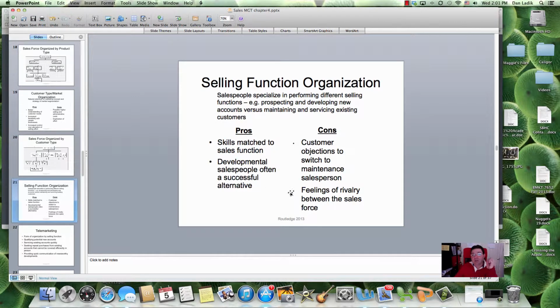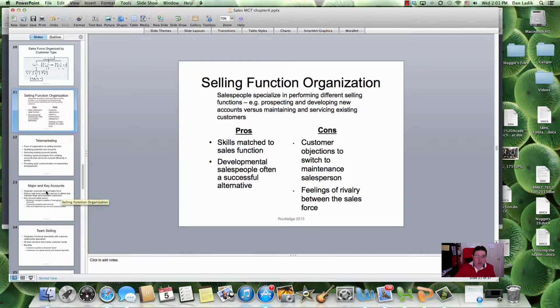When we look at function, again, we're trying to do more specialization here. We have more matching. We have much more maintenance. We have much more costs. And also, you're pitting salespeople versus salespeople of the same organization. Function's really tough. It's not as hard as Matrix. We'll get to Matrix in a second.